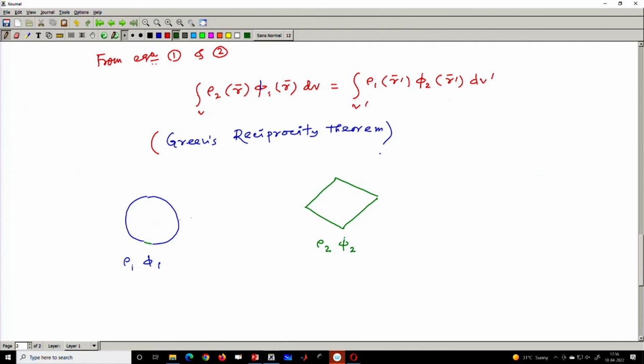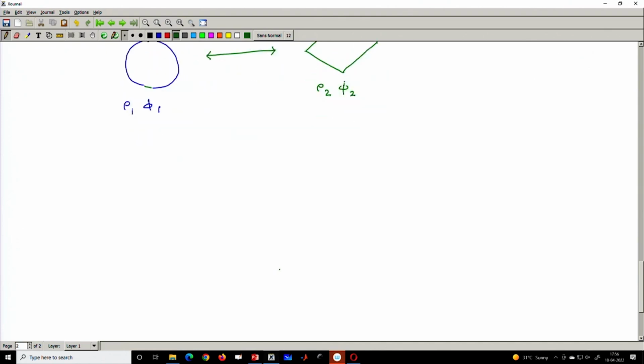So, these are two isolated systems, two different systems, but they are related to each other with this theorem, which suggests that whatever value you find here with just multiplication of rho 2 and phi 1 with the integration of the volume, making a volume integral, you are going to get the same thing if you do it the opposite way. So, let me write it down, then things may be clear. So, what I say is this.